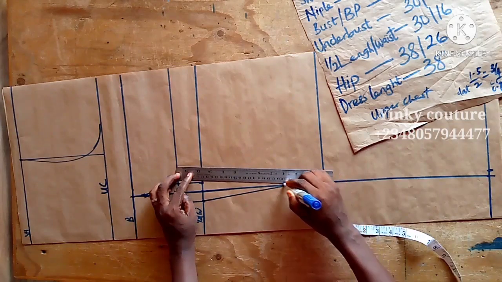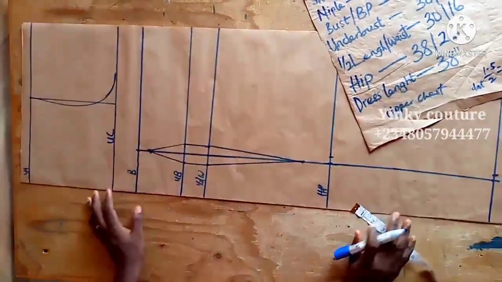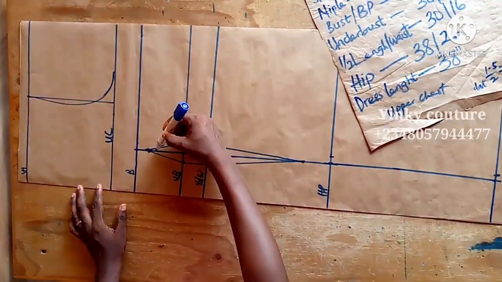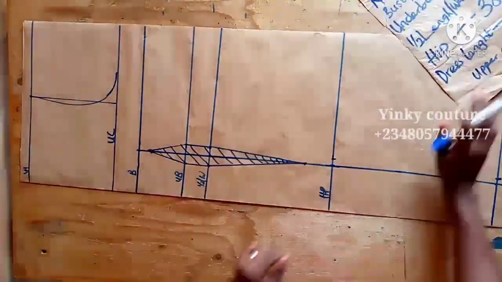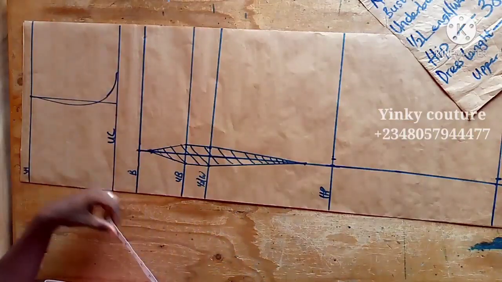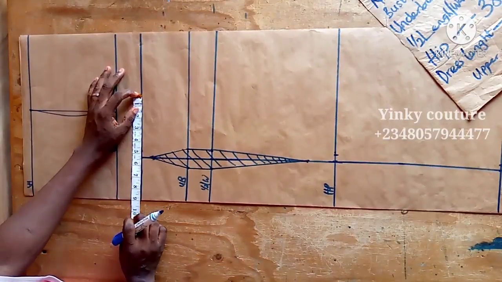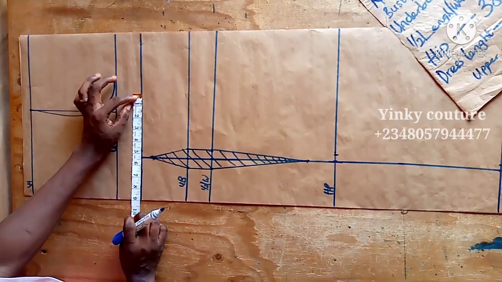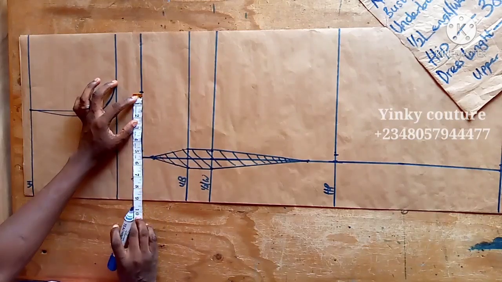You can go further, you can make the bust point to the dart 2 inches. It depends on you. So right now I will shade this. The shaded part will be removed because I don't need it. That's the dart that will be taken off. And also I can take my measurement now, but I'll connect it later. I can place all the measurements now.